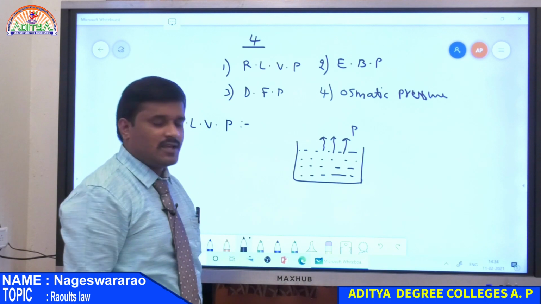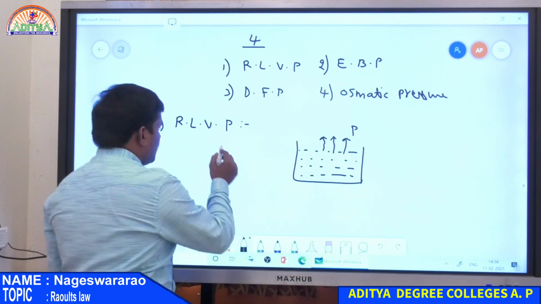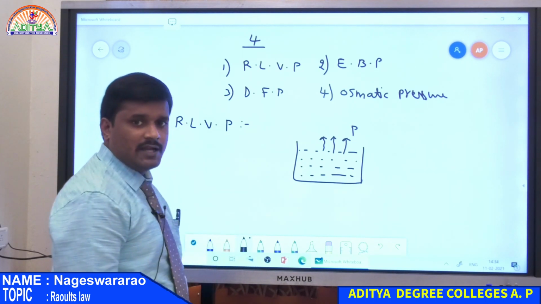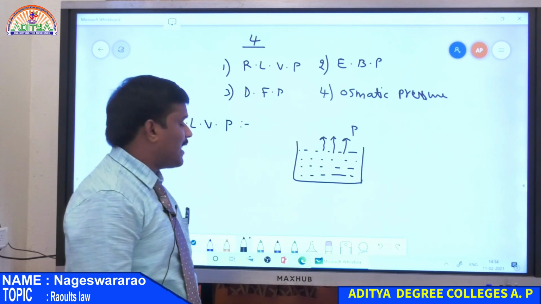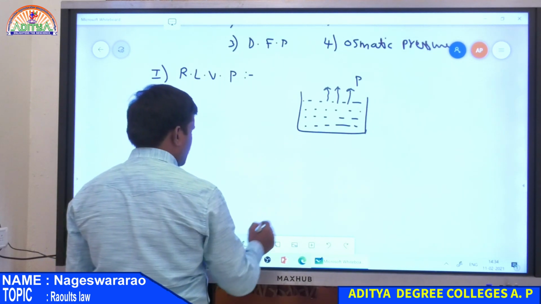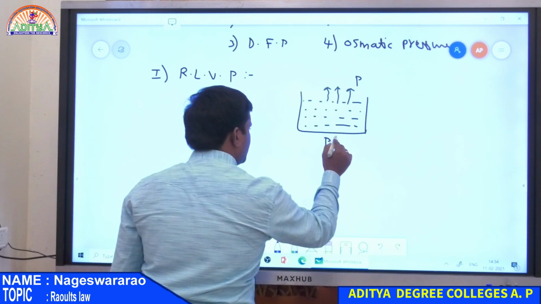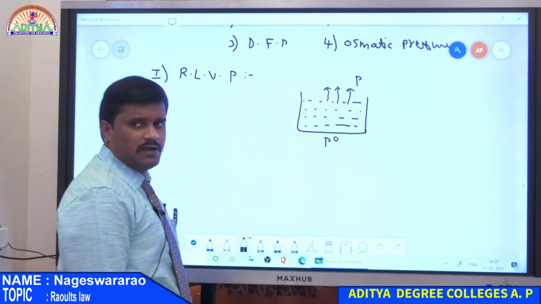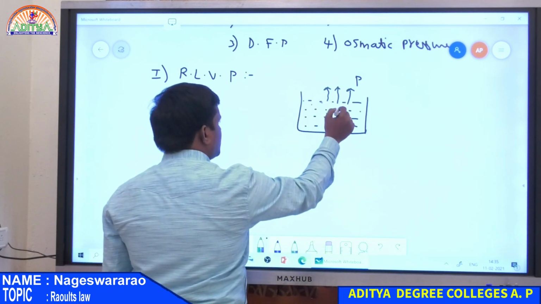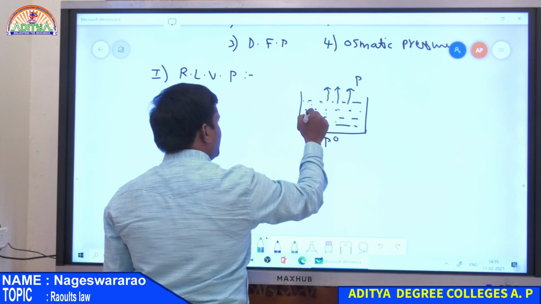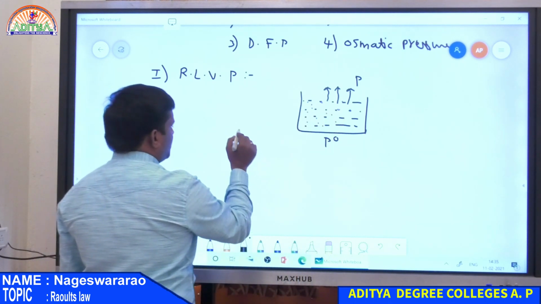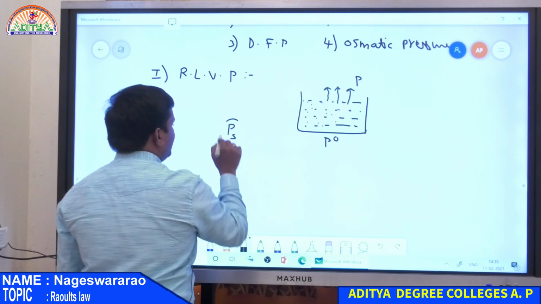Therefore the pressure developed by the substance at the surface of a liquid with the atmosphere is known as vapor pressure. If it is a pure solvent, this is taken as P naught, that is the vapor pressure of pure solvent. Now when a non-volatile solute is added to the pure solvent, the solution vapor pressure Ps decreases.